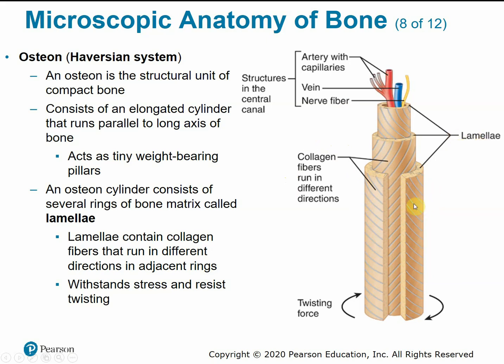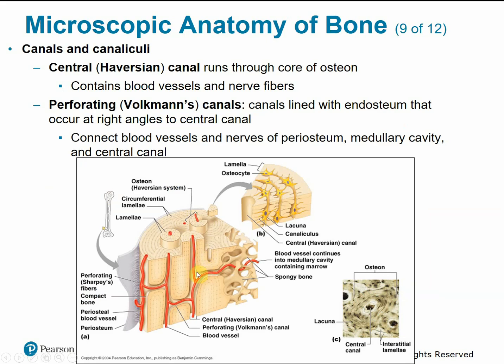So I always use the analogy of tiers on the wedding cake. So you have a 3-tiered cake. Each tier or level of the cake is one lamellae. Or if we were looking at it from the other view, right, each ring in the tree stump is one lamellae. So each layer of the lamellae contain collagen fibers that are going to run in opposite directions. Right? So this layer, they're running counterclockwise, and in this layer, they're running clockwise. So this is just going to add some extra strength and durability to the bone tissue to help withstand stress and twisting forces.